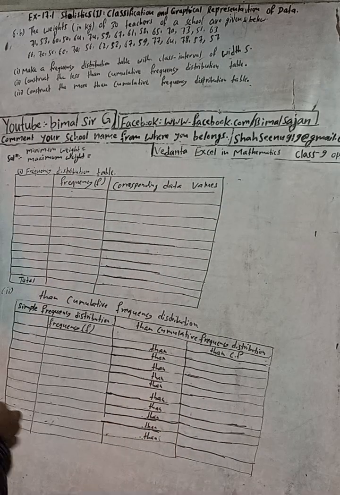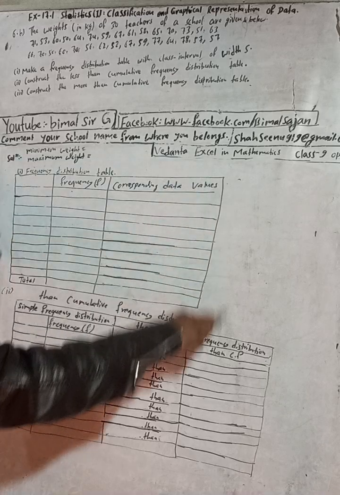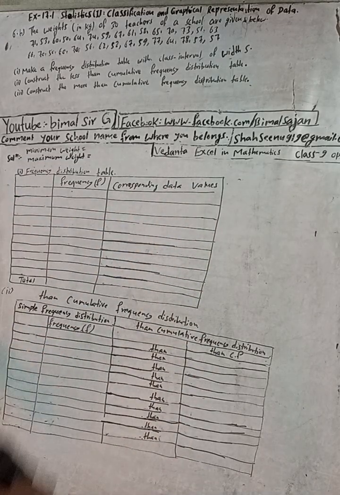So let's begin now. I am going to utilize the same table from the previous 6A question.